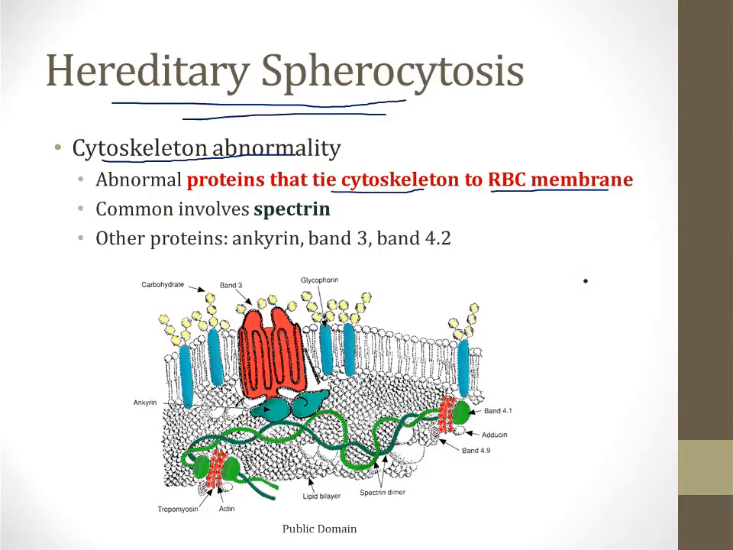There are lots of different proteins that are involved in tying the cytoskeleton to the red blood cell membrane. I've shown a picture of some of them on the screen here. Many different proteins have been described as being abnormal in different cases of hereditary spherocytosis. Some of the commonly involved proteins include one known as spectrin. Spectrin is this double strand running the length of the membrane here in this picture. It's often involved in hereditary spherocytosis, and it's easy to remember because it begins with the letters SP, just like spherocytosis. Other proteins that have been described as being involved in hereditary spherocytosis include ankyrin, shown here, also band 3, shown here, also band 4.2, and also a number of other proteins that are not shown in this picture.